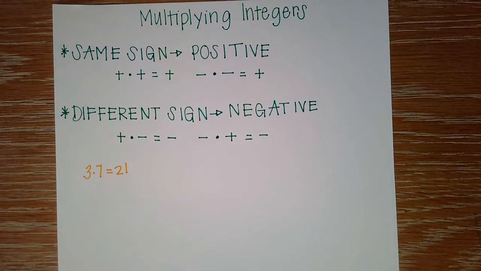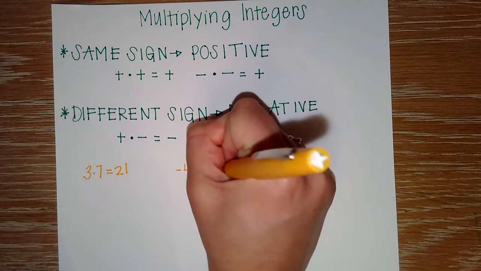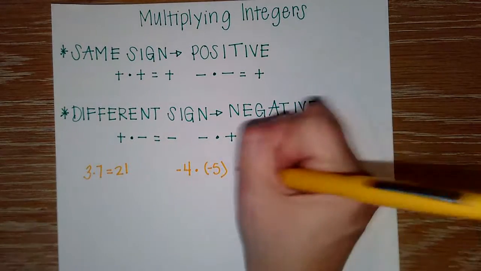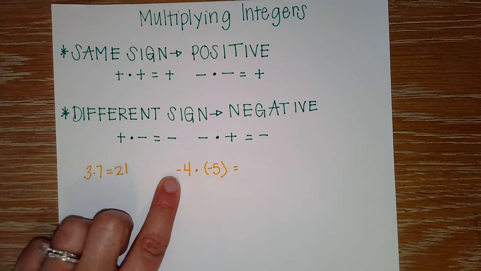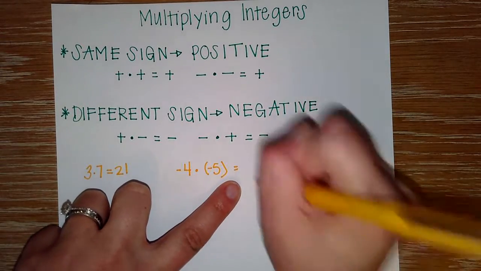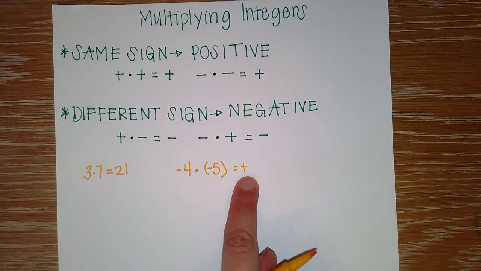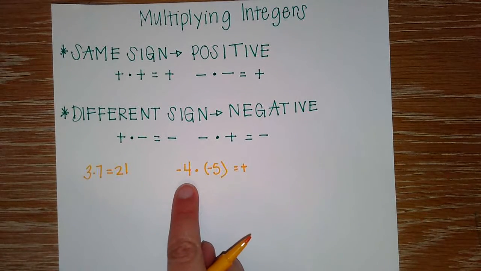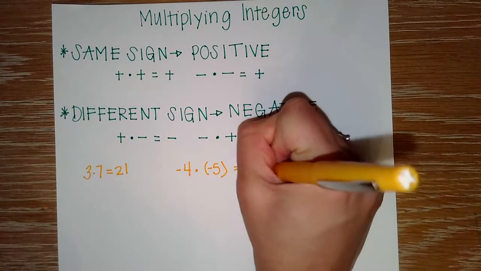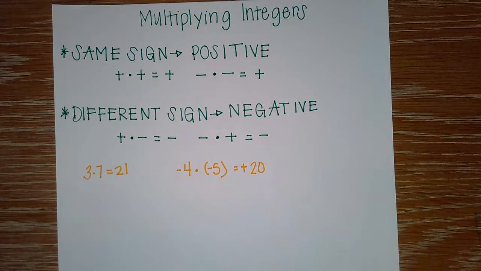Let's try another example here. If I have negative 4 and I multiply by negative 5, what will my answer be? Well, I notice that I have two negatives. Both of my factors are negative, meaning that my answer, my product, will be positive. The same sign means that we will have a positive product. Then I just multiply my numbers like I normally would. 4 times 5 is 20. Therefore, negative 4 times negative 5 is equal to positive 20.